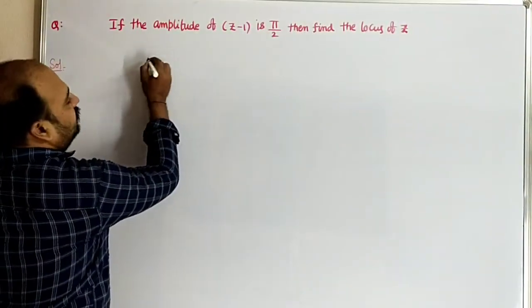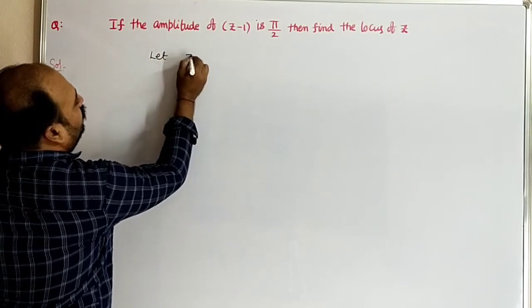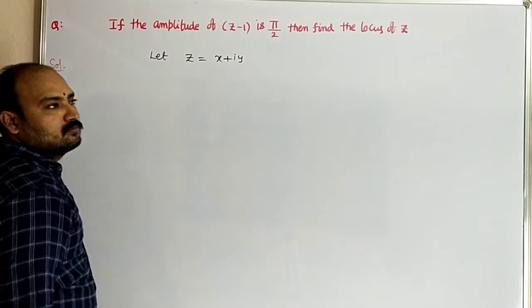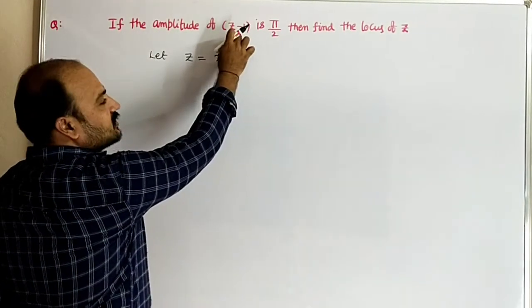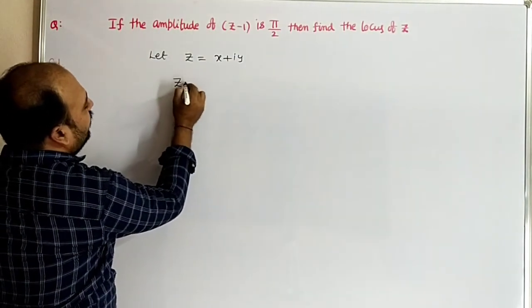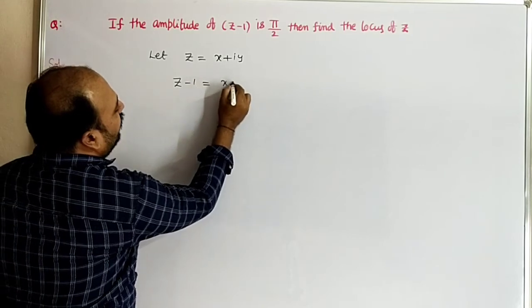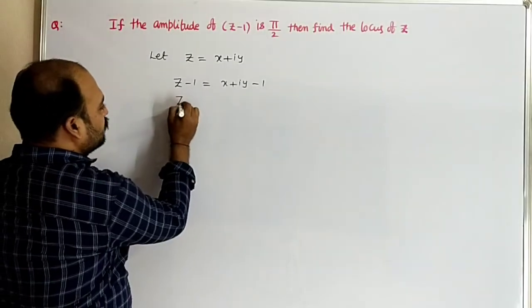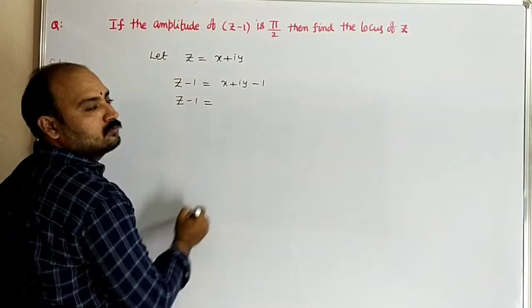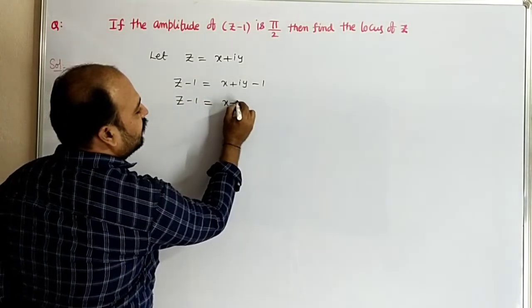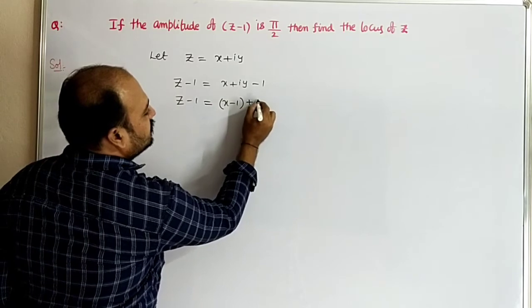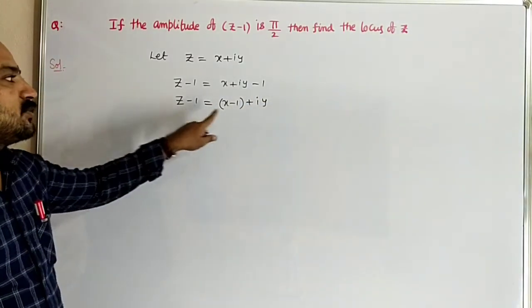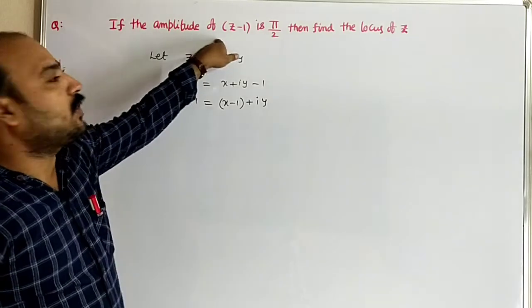So first, let z be equal to x plus iy. Now calculate z minus 1, which is equal to x plus iy minus 1. First write it in complex number form: x minus 1 plus i into y. This is the z minus 1 complex number, for which you have to calculate the amplitude.